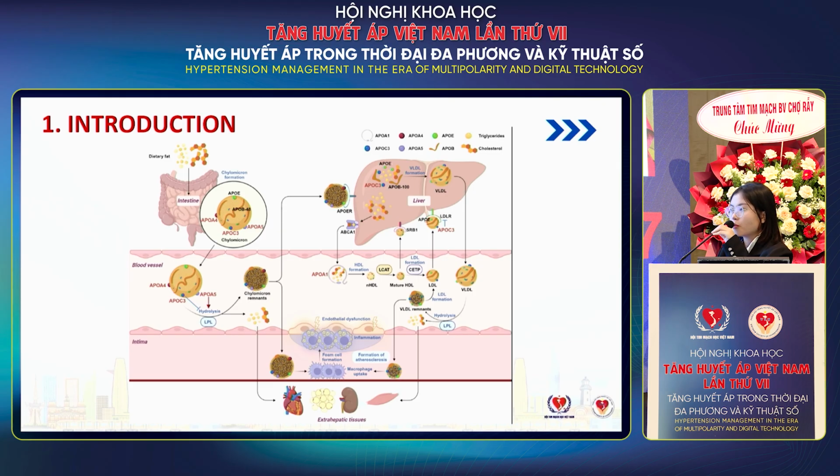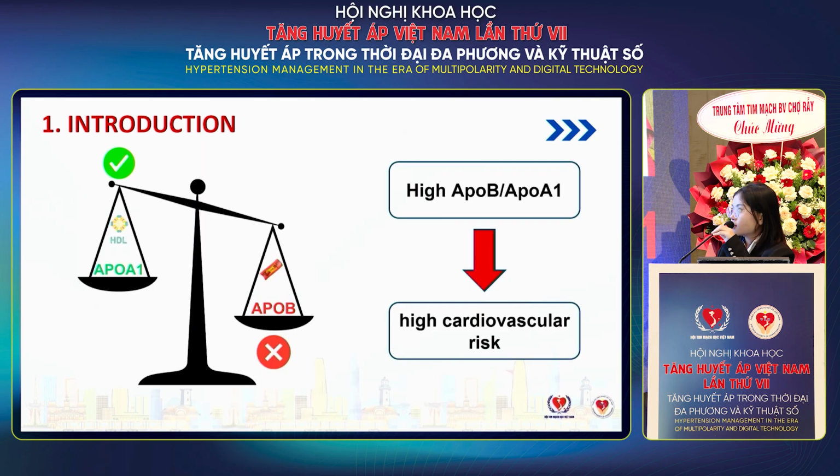ApoB is a structural component of atherogenic lipoproteins, such as VLDL, LDL, IDL, or lipoprotein A. And in contrast, ApoA1 is the major component of HDL, which creates a protective effect. So the ApoB to ApoA1 ratio is the balance between atherogenic and protective lipoproteins, providing a more comprehensive assessment of cardiovascular risk. And a higher ApoB to ApoA1 ratio reflects a higher cardiovascular risk in this patient.